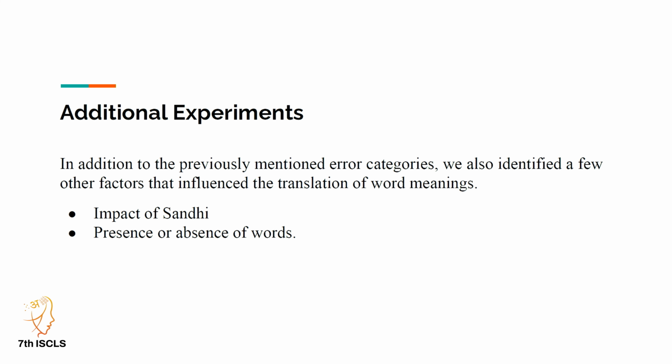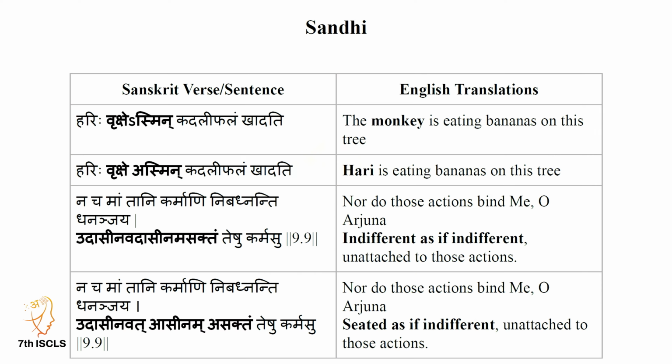So we just tried out a few other experiments to see how sandhi and the presence or absence of a few words impacted translation. So when I said Harihi Vrikshesmin Kadali Phalam Kadati, Hari was translated as monkey because Vrikshesmin was a sandhi there. But when I gave Harihi Vrikshe Asmin Kadali Phalam Kadati, Hari remained Hari, was not translated as monkey.